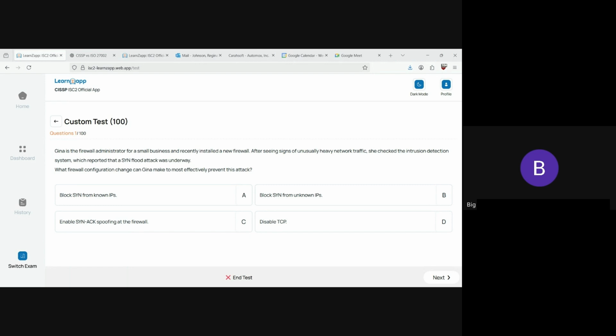A. Block SYN from known IPs. B. Block SYN from unknown IPs. C. Enable SYNACK spoofing at the firewall. D. Disable TCP.